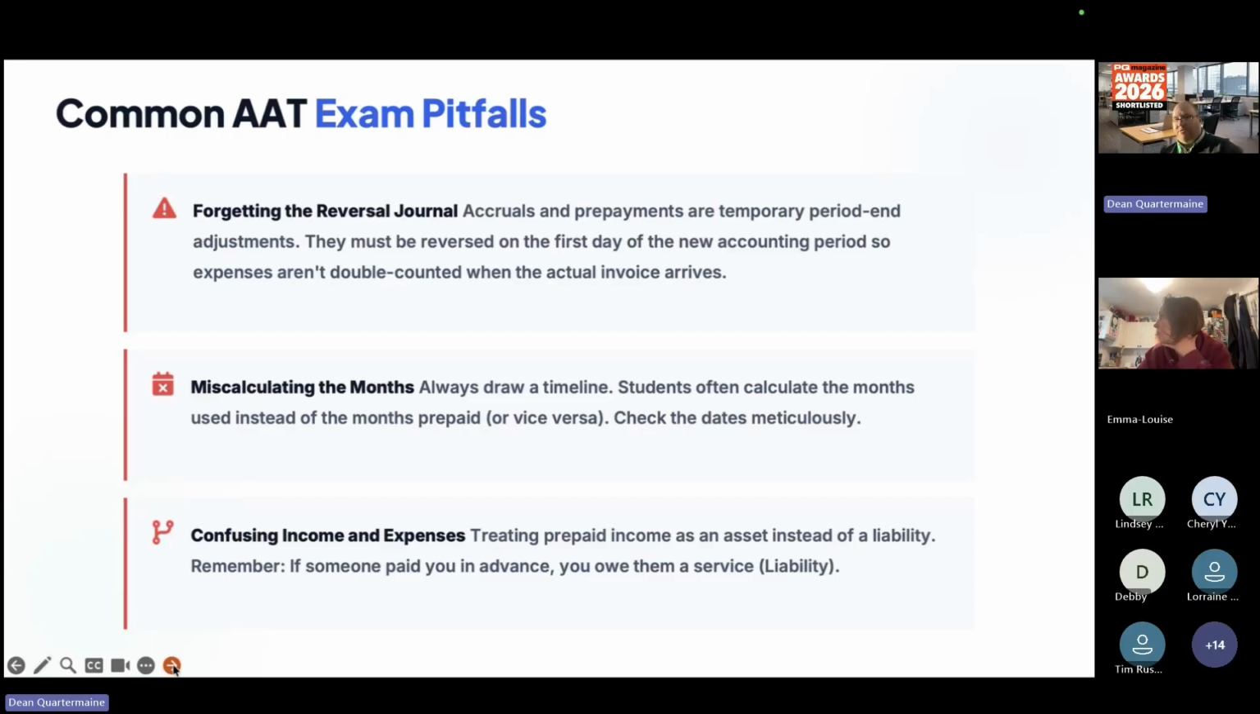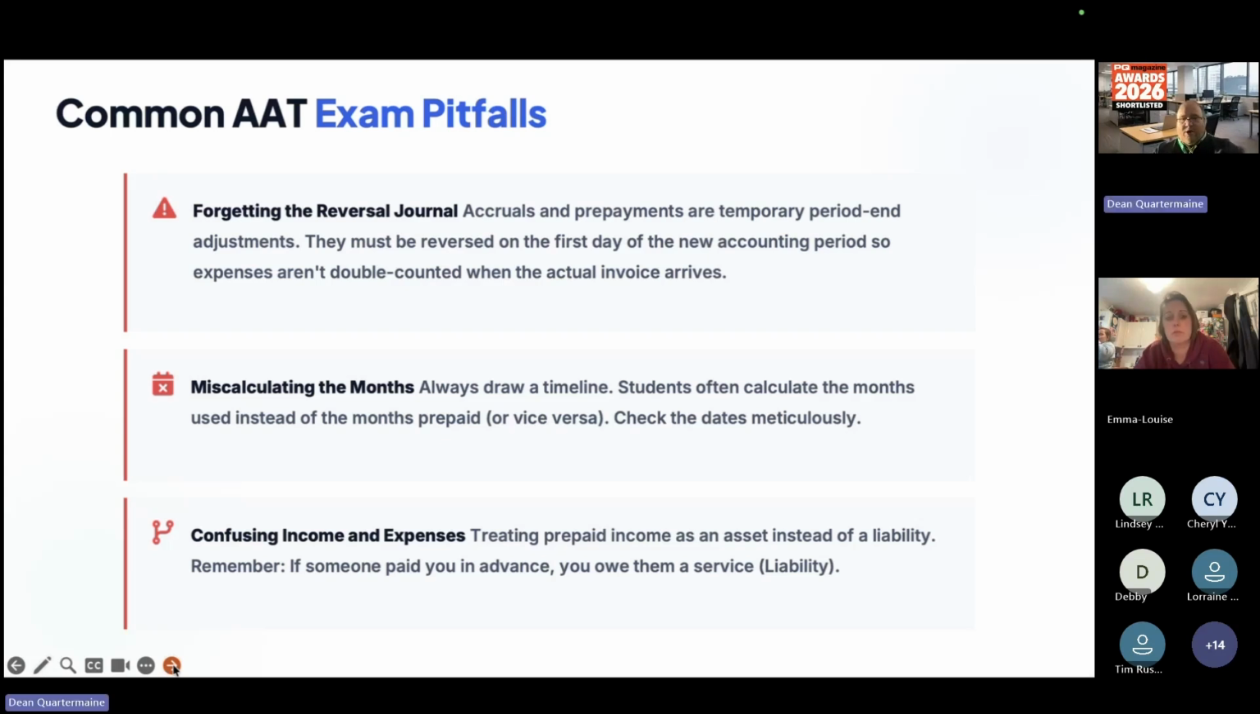Check the dates. AAT generally do full months, so accrue based on the number of full months. AAT are usually quite generous, with accruals running from the 1st of January to the 1st of January. They're not mid-month. They are full months.